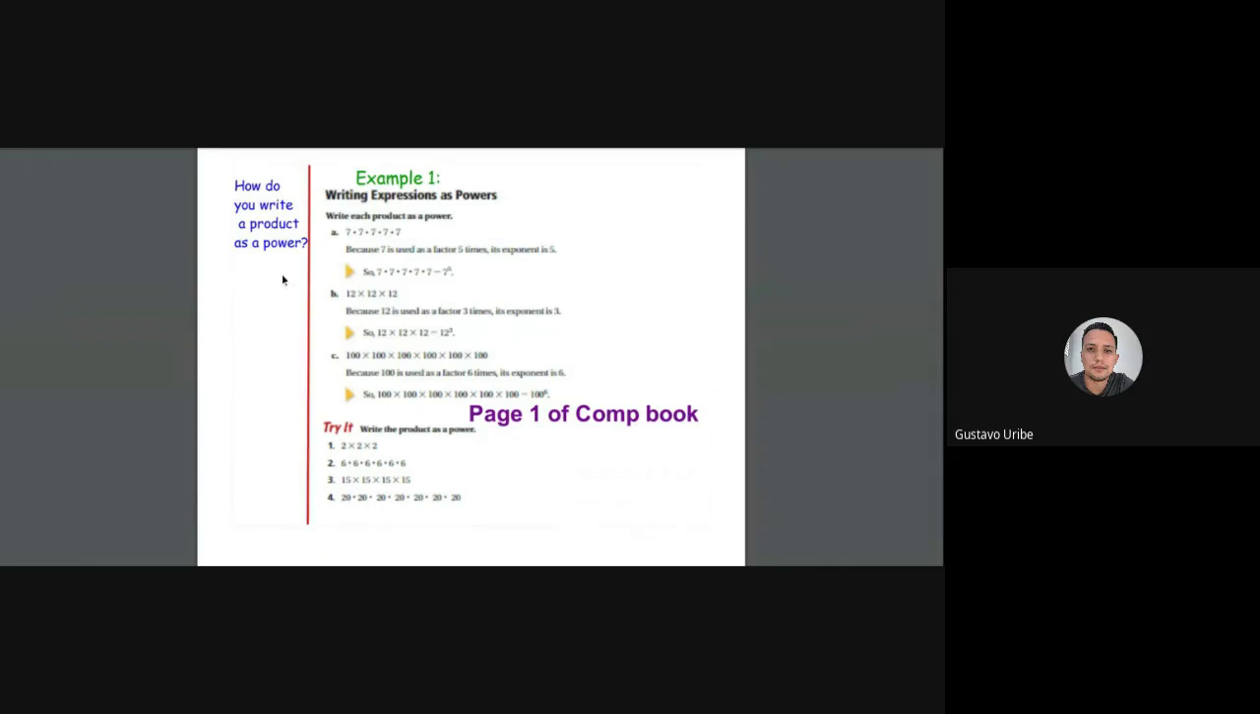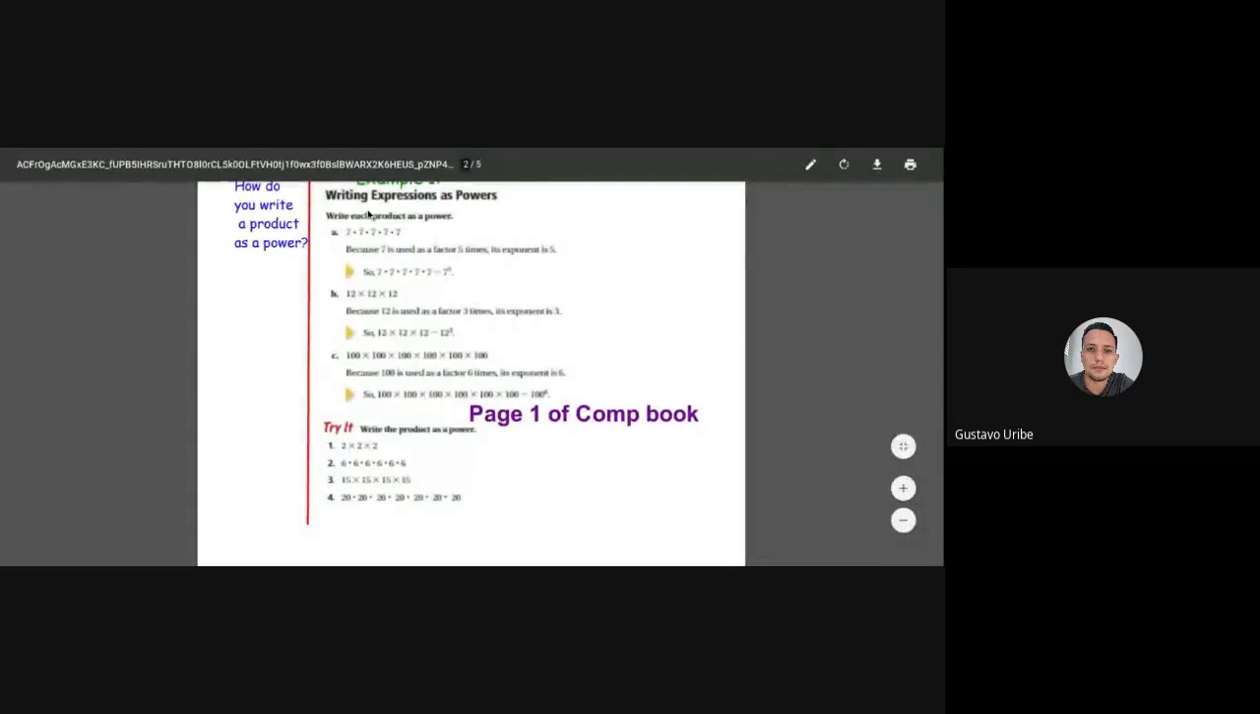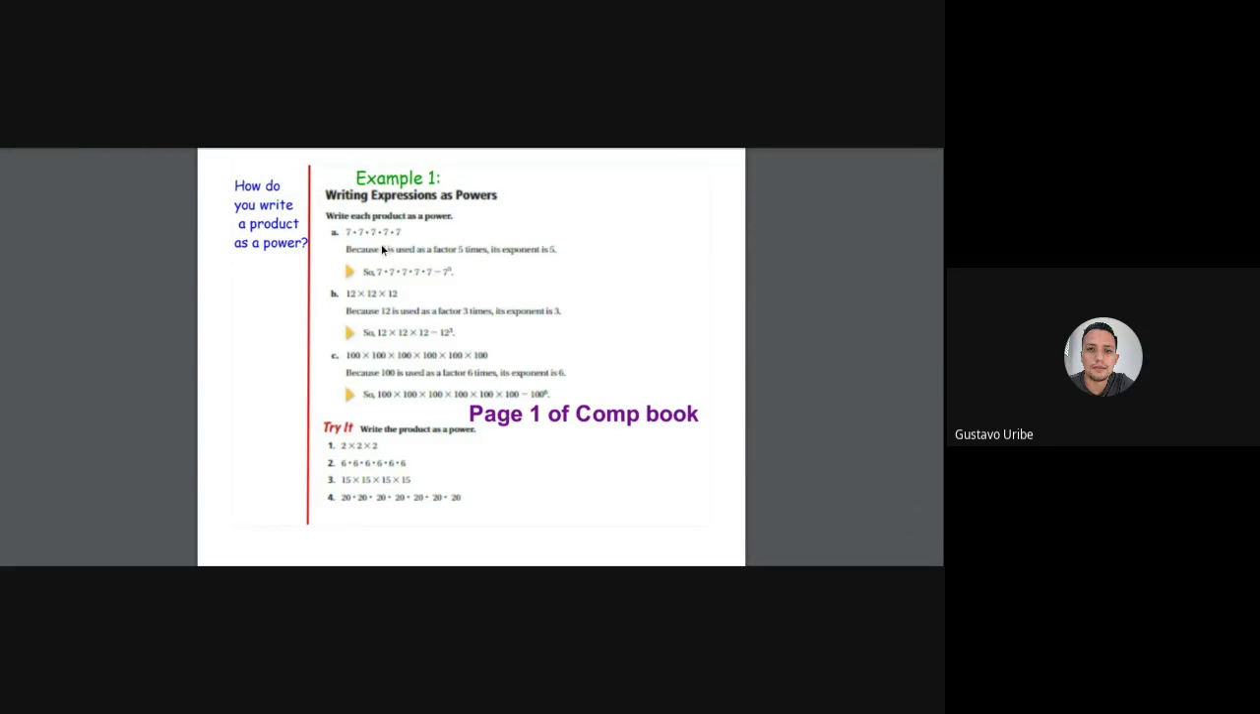Next, how do you write a product as a power? And I have an example here. So writing expressions as powers. Write each product as a power. So I have 7 multiplied by 7, multiplied by 7, multiplied by 7, multiplied by 7. So I see that 7 is the only number I have here. So that is going to serve as my base. So I have 7 will be my base. Now I need to count how many 7s I have. So I have 1, 2, 3, 4, 5.